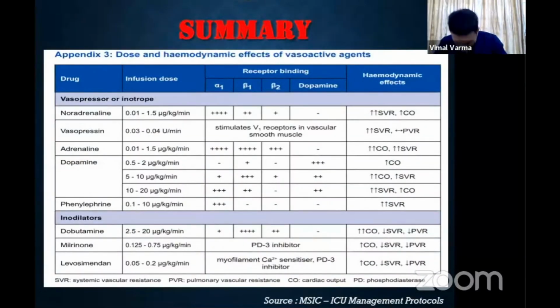And finally, to conclude, summary. This is the chart table that I've adapted from the ICU management protocols by the Malaysian Society of Intensive Care, which summarizes all the inotropes and vasopressors being used in our ICU with the infusion dose, their receptor binding and their hemodynamic effects. I have described all these as individual topics earlier, but this is a summary of the full topic.